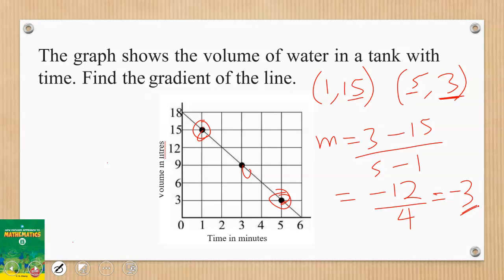Very steep gradient. And I said it earlier on, I'm going to get a negative gradient. Right. Okay, so I want you to go ahead and solve more questions in your books.